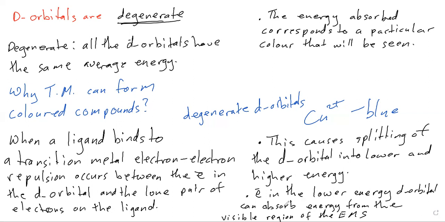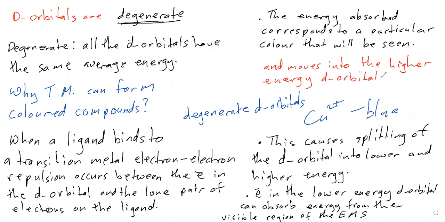Did I mention that the electron in the lower energy orbital can absorb energy from the visible region? Oh, I need to add on to that. So it absorbs energy. I'm going to put the additional part in red. Right, so orbital split, electrons from low move into high, and that is how you see the color.